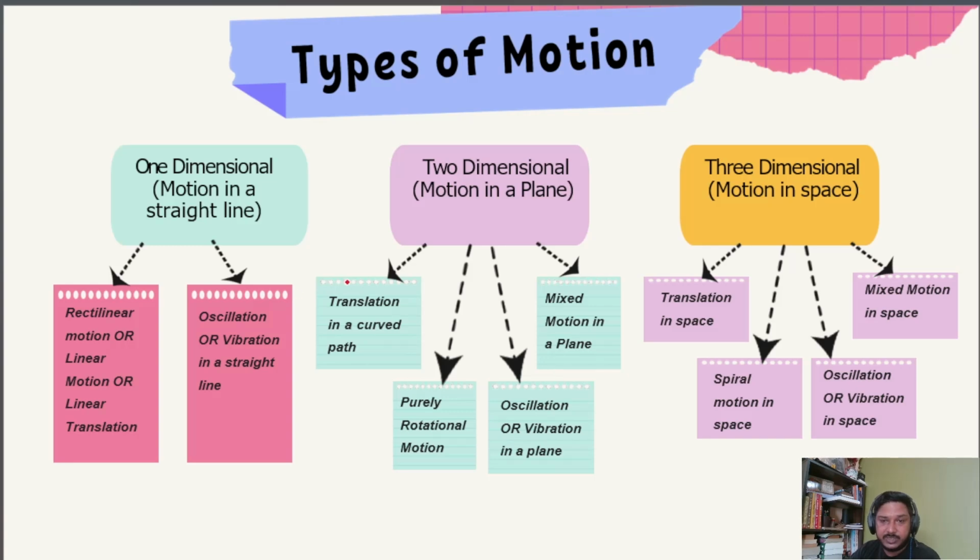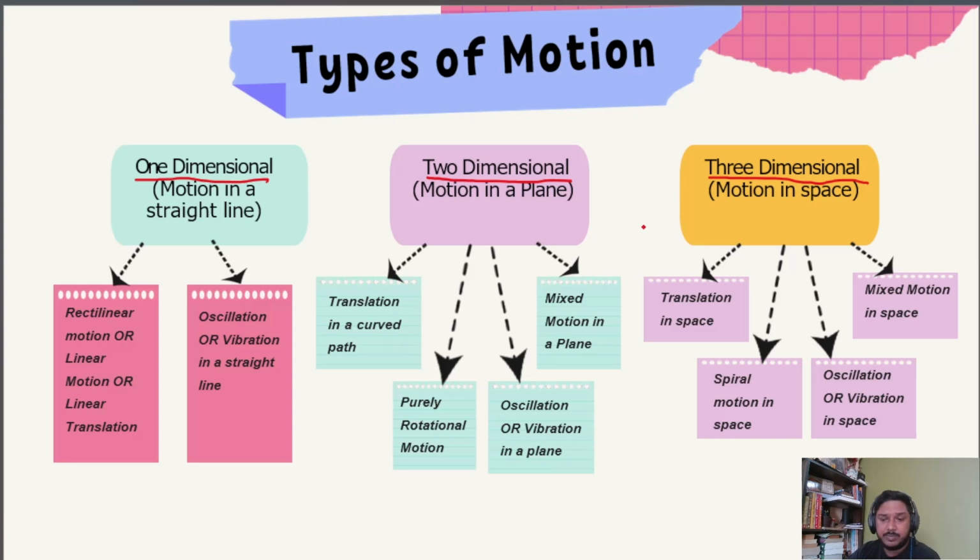So as you can see on the screen, mainly the types of motion can be classified based on three things. Whether it is happening in one dimension, that is called one dimensional motion. If the motion is happening in 2 dimension, then we call it a 2-dimensional motion, and if the motion is happening in 3 dimension, then we call it the 3-dimensional motion.